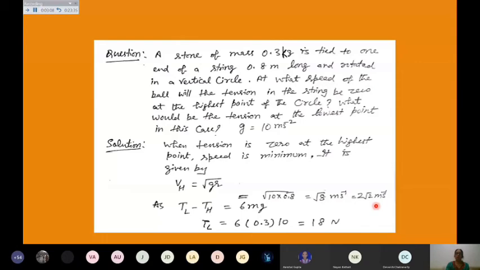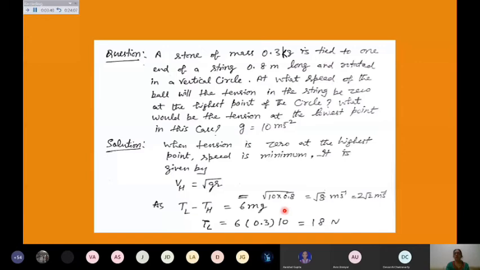So of course you have to take care of units, and if it is given in CGS, you have to convert it into SI to give the result for the tension in Newton. Tension is a force. I think you all are aware of this by now. So this is the simple question in which a stone is tied and moving in a vertical circle. You have to find the velocity at the highest point where the tension becomes 0, and you have to find the tension at the lowest point.